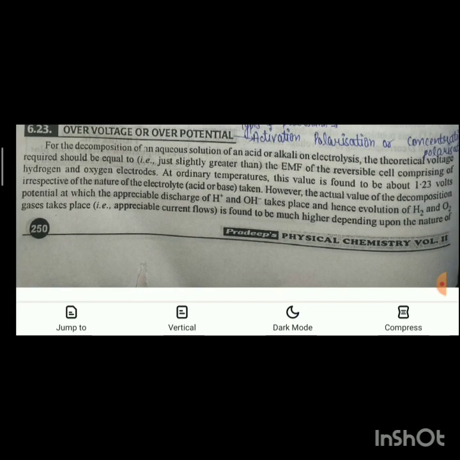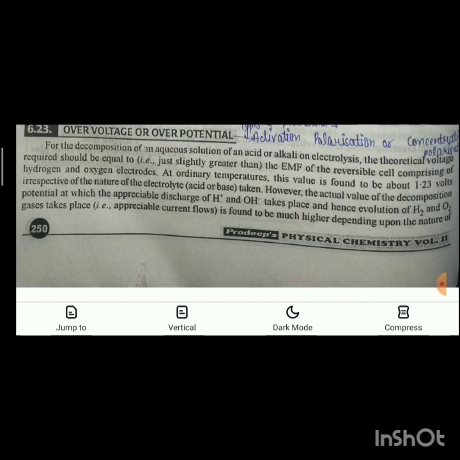Over voltage or over potential. For the decomposition of an aqueous solution of an acid or alkali on electrolysis, the theoretical voltage required should be equal to the EMF of the reversible cell comprising hydrogen and oxygen electrodes. At ordinary temperature, this value is found to be about 1.23 volt irrespective of the nature of the electrolyte taken, which is acid or a base.